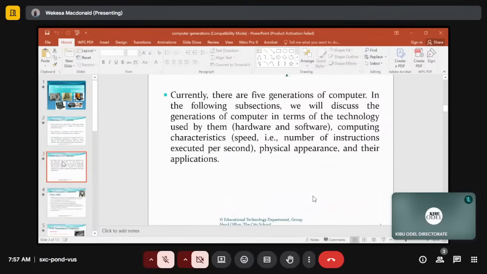Currently, we have 5 generations of computers. In the following subsections, I think we are just going to revise what we have covered. And when we are mentioning these generations, remember to mention the speed, the physical appearance, the applications, year of generation, size, the processor, the language, the memory, the input and speed.